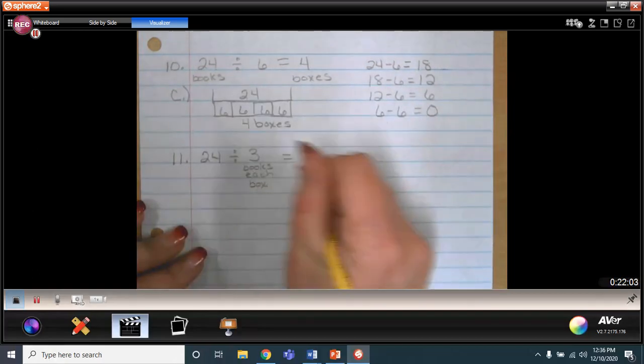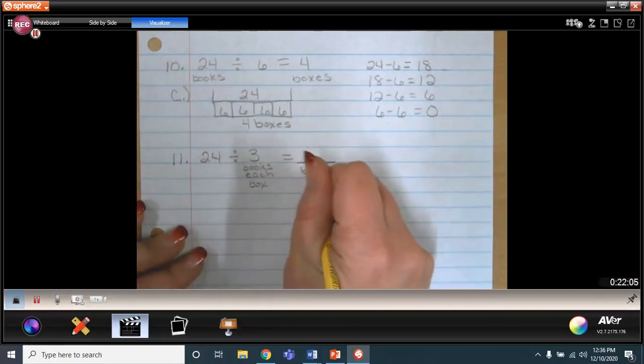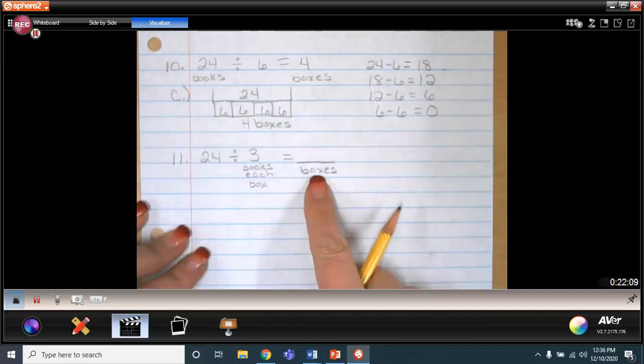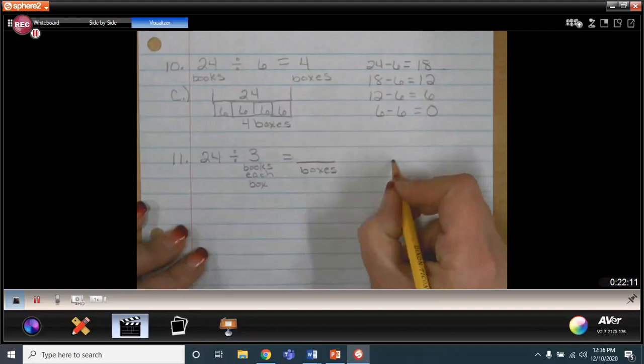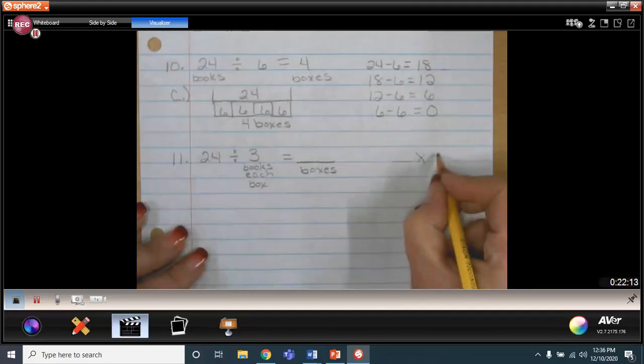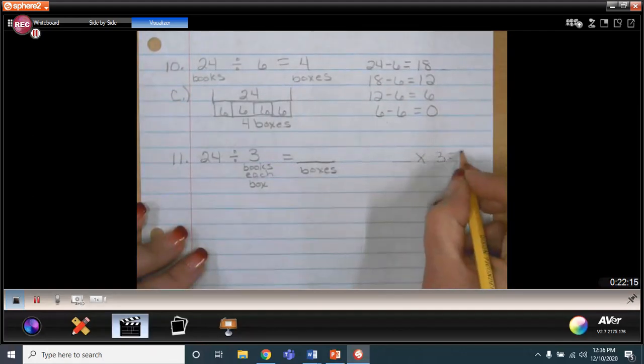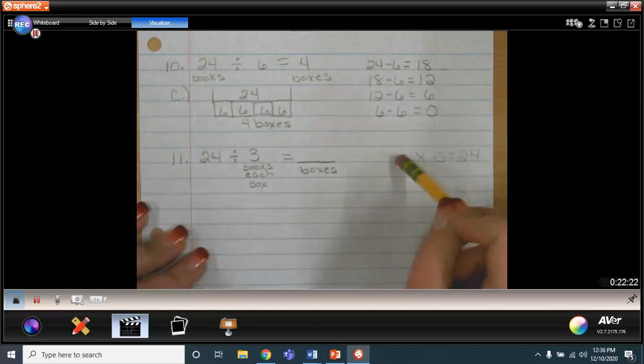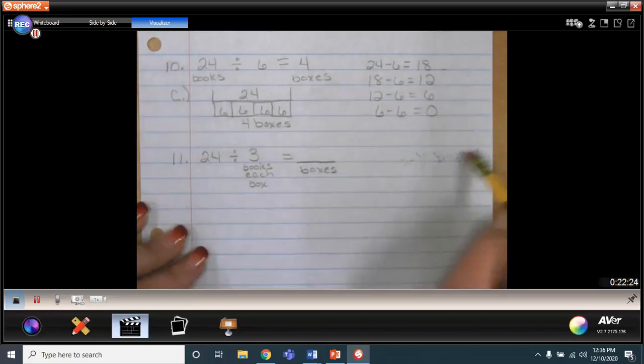Okay, and we want to know how many boxes there are going to be. So again, we're looking for our groups. That means in our multiplication fact, we're looking for the number of boxes here, which is this right here. That's what we're looking for. I just wanted you to see how we're applying that to our multiplication.